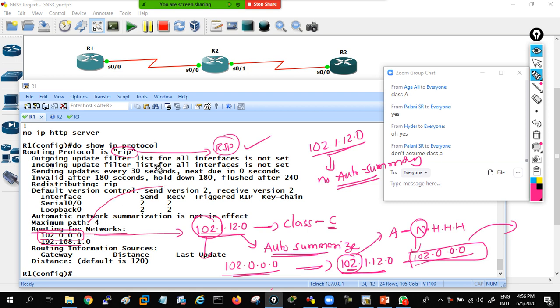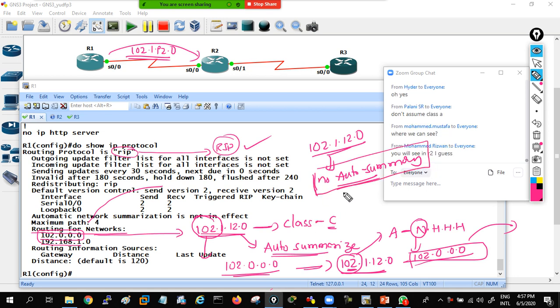But whenever it's sending its updates to router 2, it will send it as 102.1.12.0. How is that possible? Because it could give 102.1.13.0 or 14.0, or maybe 102.0.0.0. How can we say this router is going to give only 102.1.12.0? That's why it's going to give that, because of the no auto-summary command.